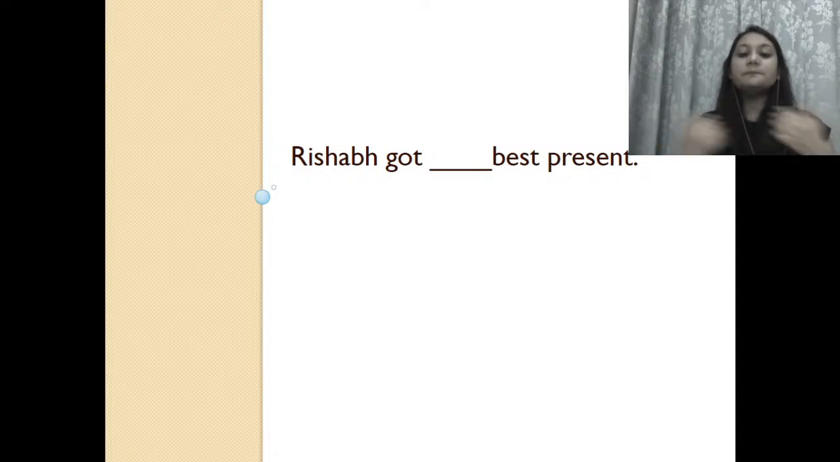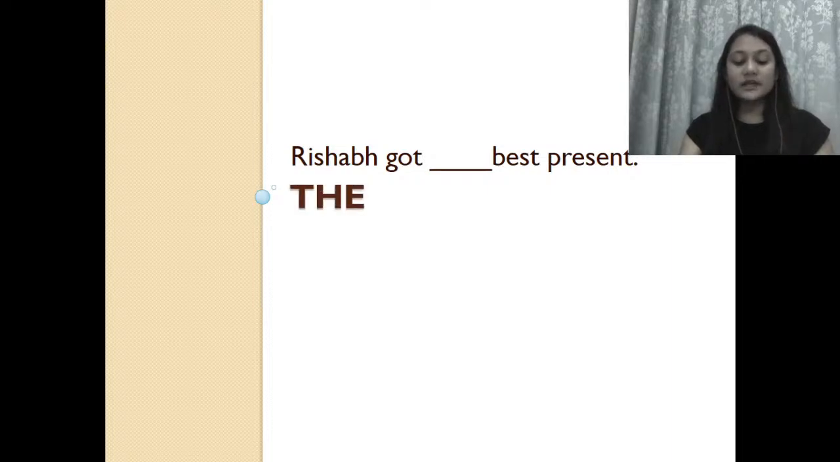So Rishabh has got many presents. Out of that, we are talking about one, right? So we are very certain, very particular, very sure. So Rishabh got the best present. Everybody got a present, right? But Rishabh was the luckiest amongst them, who got the best present. Again, present is what, first of all? The noun. Just before the noun, there is an adjective which is best. And what sort of adjective is this? This is a superlative adjective, right?